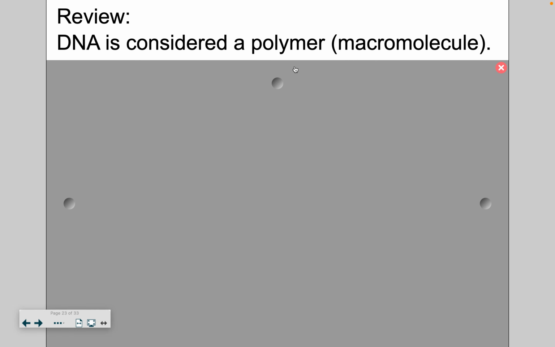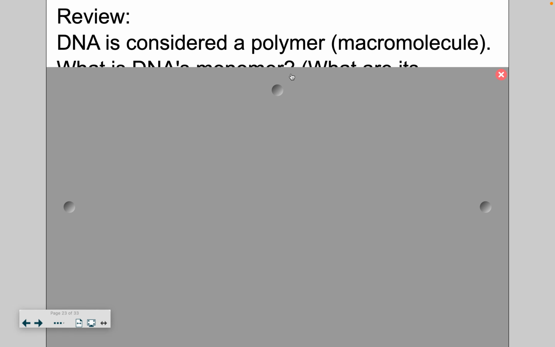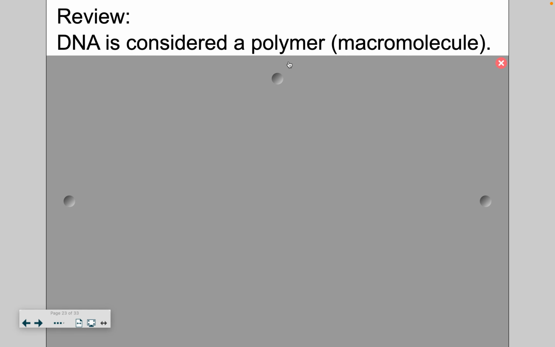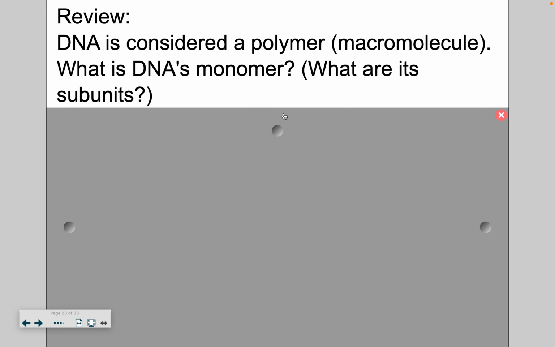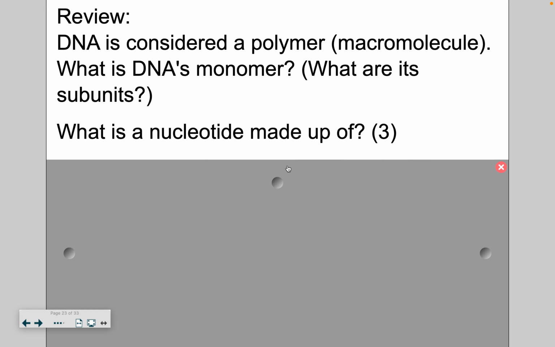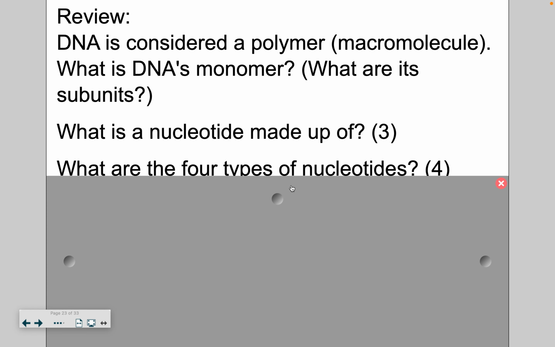DNA is considered a polymer. What macromolecule does it belong to? That would be nucleic acids. What is DNA's monomer? What are its tiny little subunits? That would be a nucleotide. What is a nucleotide made up of? It's made up of three things: sugar, phosphate, and a nitrogen base.